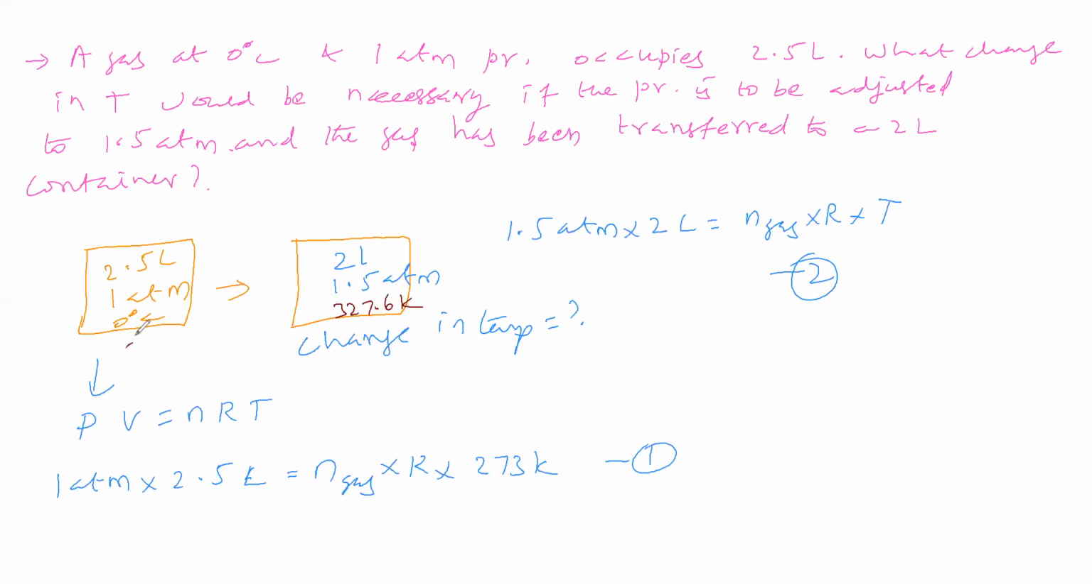Here the temperature is 273 Kelvin. Now they are asking for the change in temperature. So change in temperature is equal to final temperature, that is 327.6 Kelvin, minus initial temperature 273. We got the change in temperature in Kelvin. We got the answer. Okay, we'll go to the next sum.